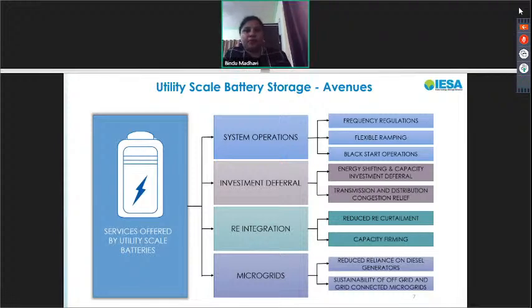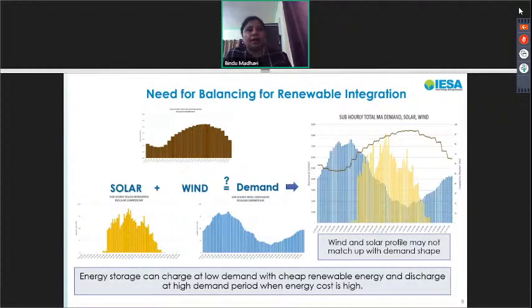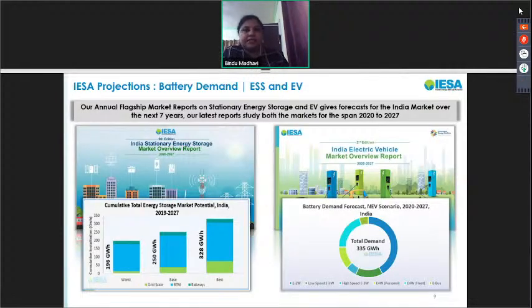As I explained before, solar and wind profiles can be matched and the demand shape can be met with firm power using this balancing resource, that is storage. As part of our analyst and consulting team, we do complete and detailed study on both the stationary storage and the electric vehicle market. We estimate that there will be a demand of a minimum of 328 gigawatt hours by 2027, and in the worst case, at least 196 gigawatt hours. Similarly, in the e-mobility sector, a total demand of 335 gigawatt hours is expected from electric vehicles. As you can see, there is a lot of future for both these sectors.